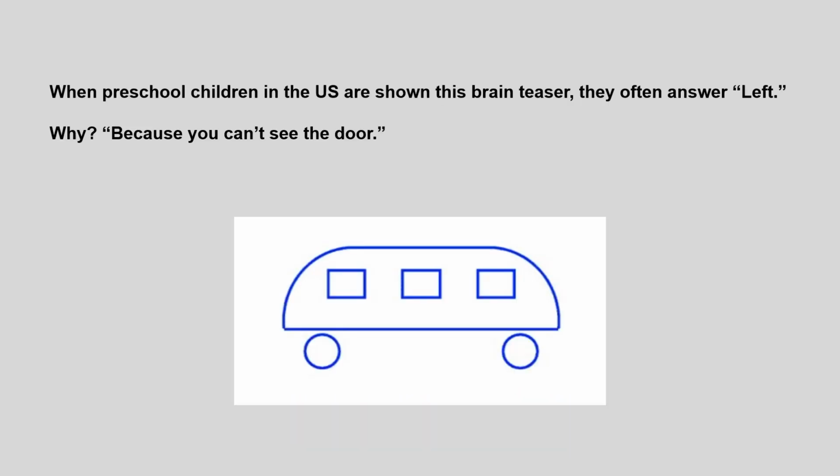When preschool children in the US are shown this brain teaser, they often answer left. Why is that? It's because they say you can't see the door. Because they have daily exposure, or at least most days exposure to school buses, they know that if they can't see the door, the bus is obviously going to the left for them, right? Or that way down the street.